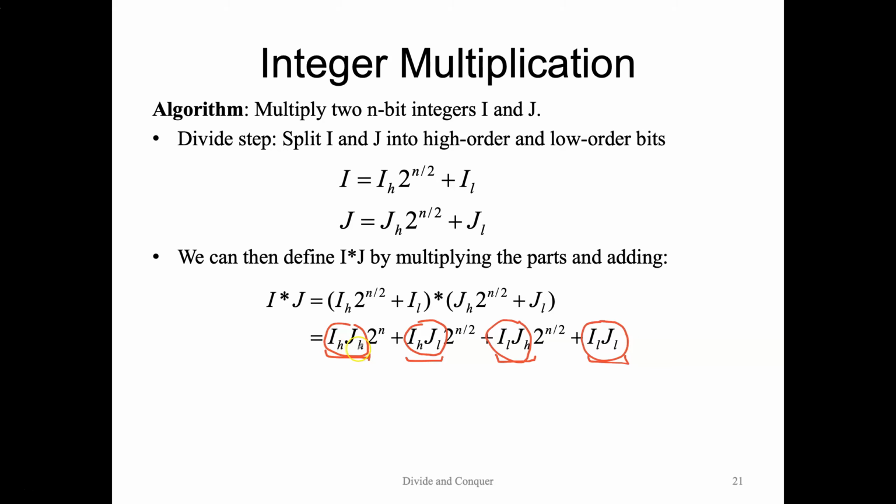And then we also have some non-recursive overhead, and this comes in the form of bit shifts, where we're multiplying by some power of 2 to shift these bits over. And then we also have additions.